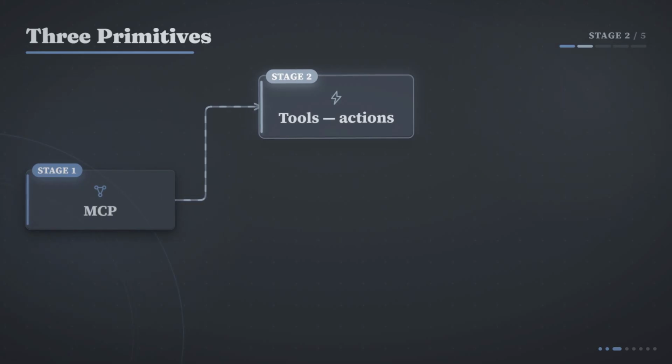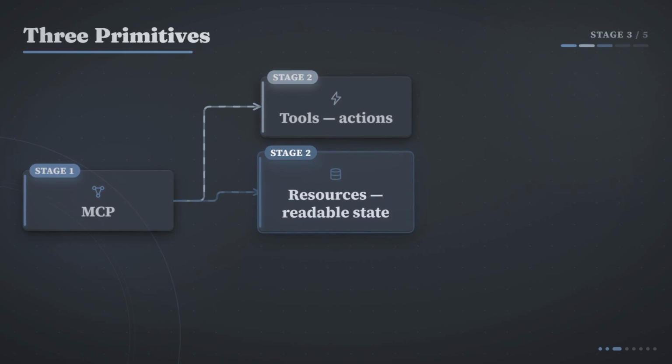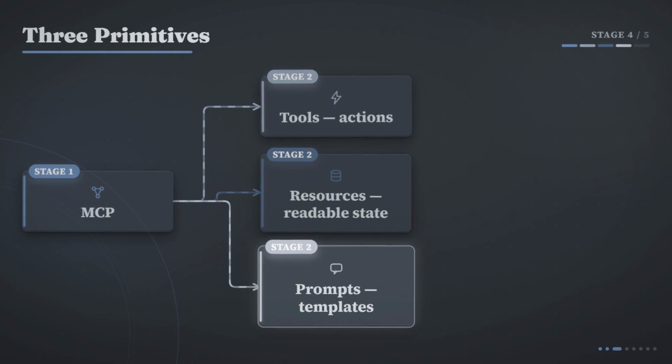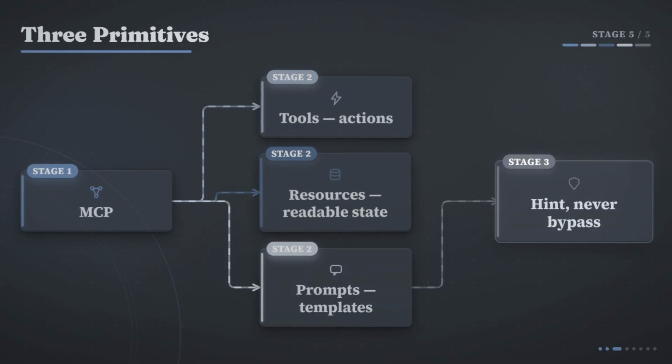Tools are actions. Create a project. Assign a task. Publish a release. Resources are readable state. Release status. Workload policies. Audit events. Information to reason over, not execute. Prompts are reusable workflow templates. Prepare a release. Triage the backlog. A prompt is a workflow hint, never an authorization bypass.